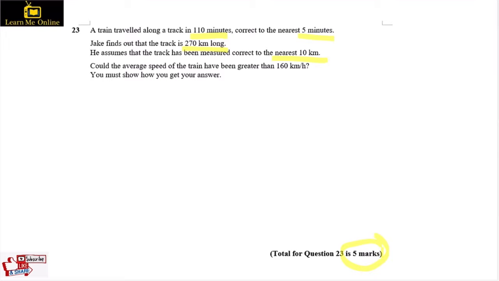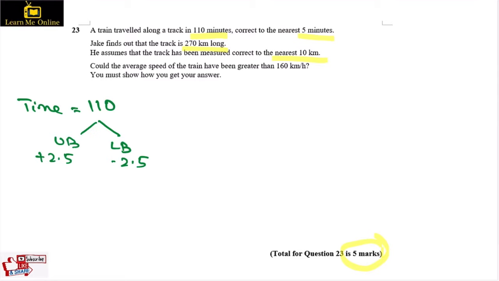So what we have to do now is find out whether the average speed could be more than 160 or not. First, I'm going to start by writing down that the time is 110 minutes. Because it's correct to the nearest 5 minutes, we do the upper bound and the lower bound. Because it's correct to 5 minutes, half of 5 is 2.5. To get the upper bound, we do plus 2.5, and to get the lower bound, we do minus 2.5.